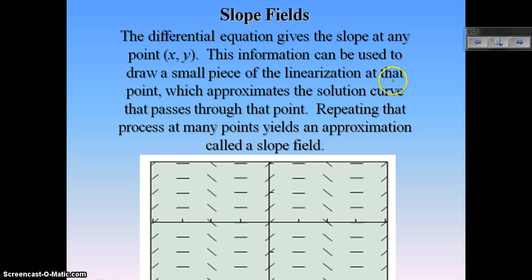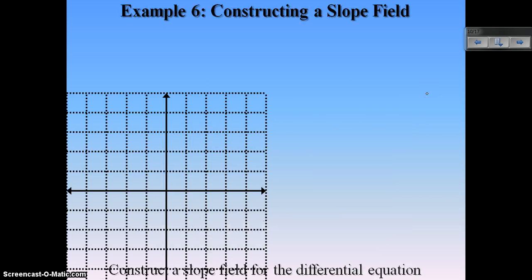The differential equation gives the slope at any point x, y. Again, we're going to have an equation with the dy dx in it. This information is then used to make small pieces of linearization. Linearization, if you recall from a couple chapters back, is where we make a little straight line, like a tangent line at a point, that approximates the solution curve that passes through the point. If we repeat this process at many points, what we end up with is called a slope field. Let me give you an example.